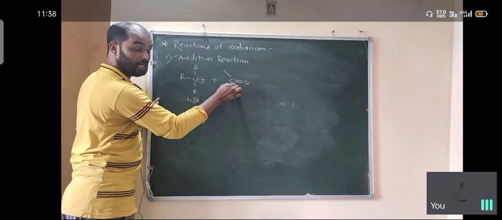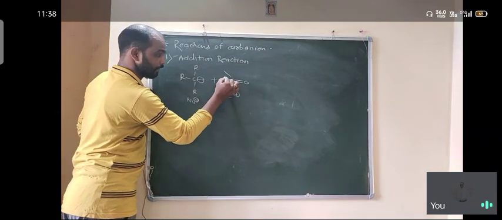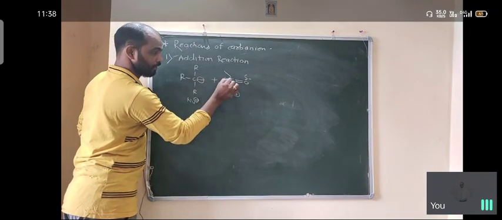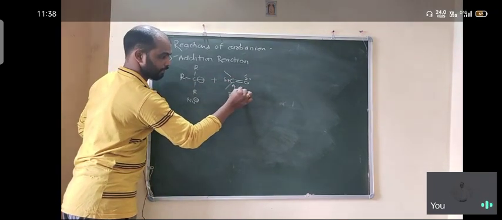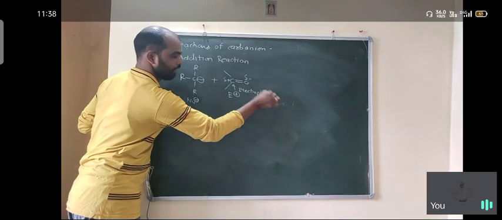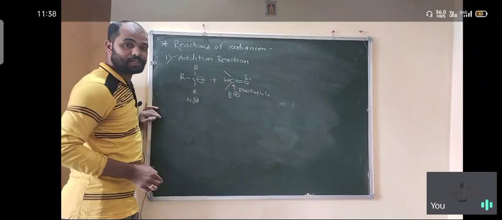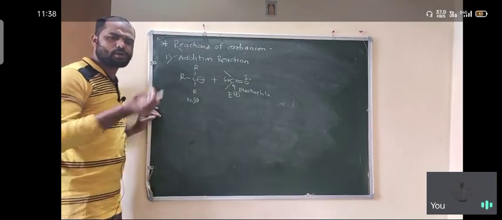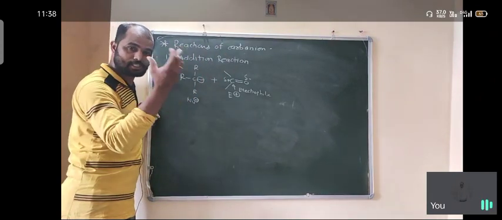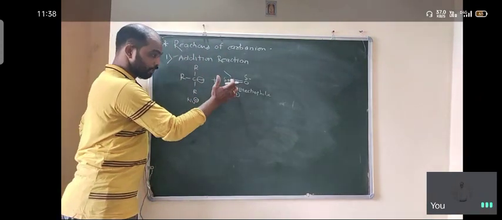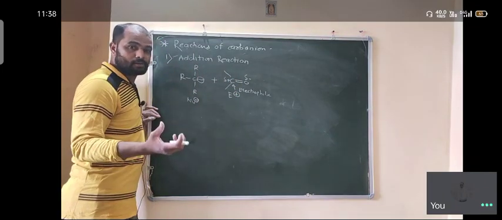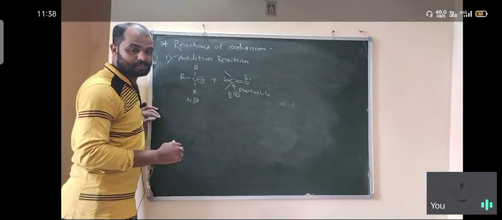So here the carbonyl carbon is present. Here is a partially positive charge, here is a partially negative charge. So this center is electrophilic in nature. What is an electrophile? Electrophile means electron loving. It is attracted towards electron rich species. That means this carbon has the ability to react with an electron rich center.